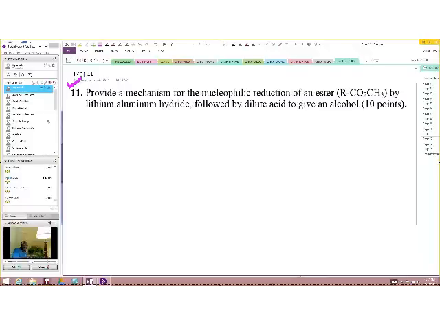Okay, thank you. So what this question is asking you to do is to provide a mechanism for the nucleophilic reduction of an ester by lithium aluminum hydride followed by dilute acid. In this case, what they're simply giving us is a generic ester, just any ester, and they want you to give the reaction mechanism. Okay, so we have this.